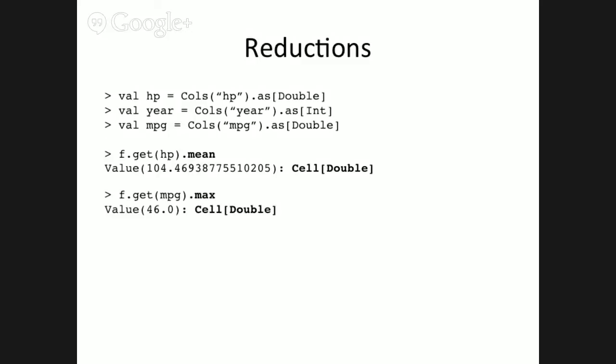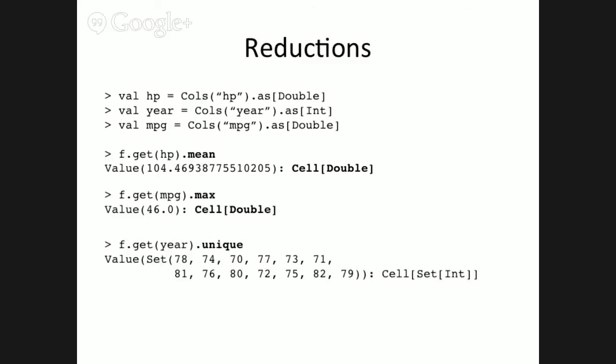There's other reductions you can call, max. Quite a lot of good miles per gallon. I think most people here probably don't even get that. There's the ones like unique, so you can get all the unique values out, etc.